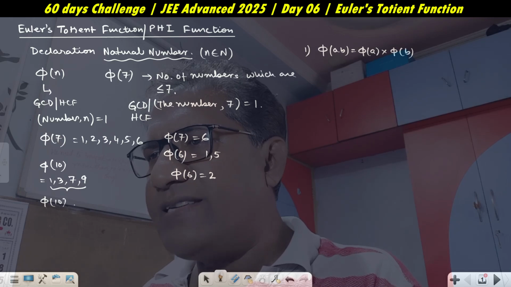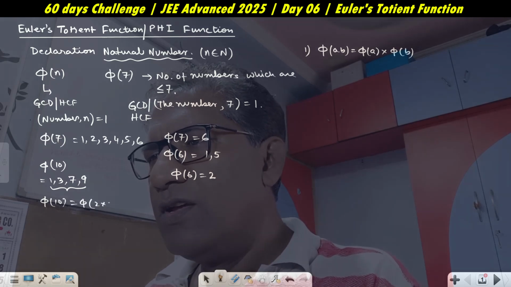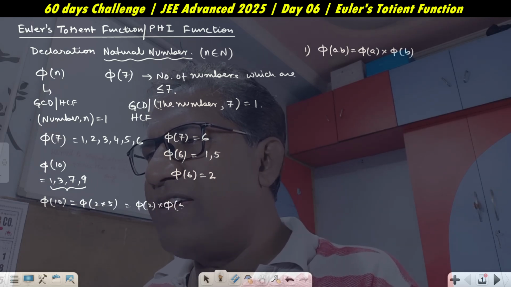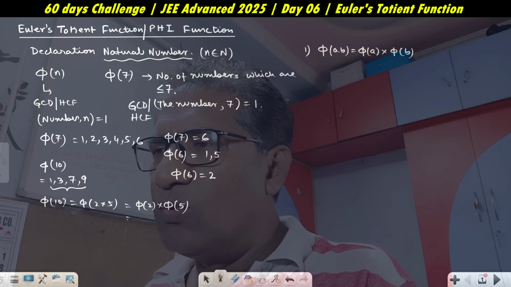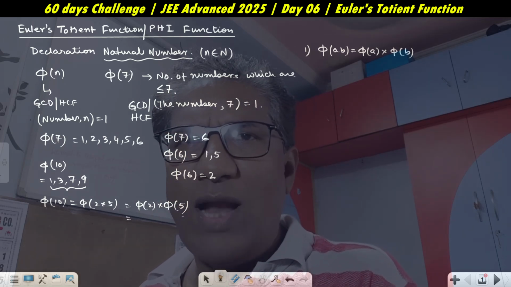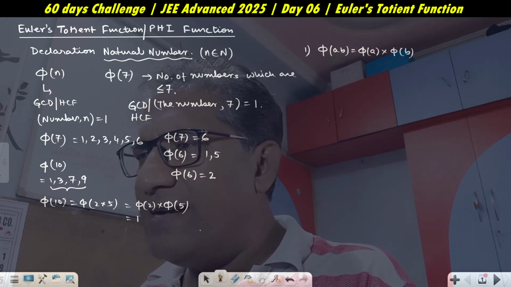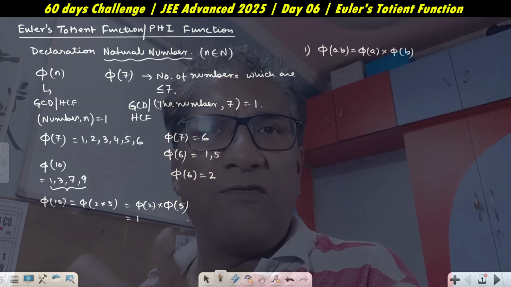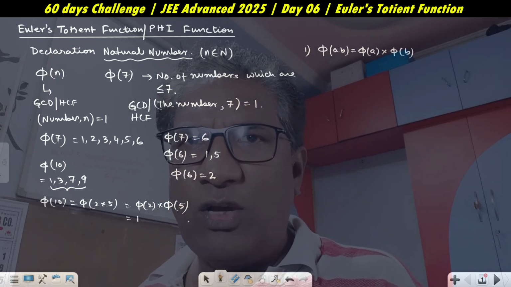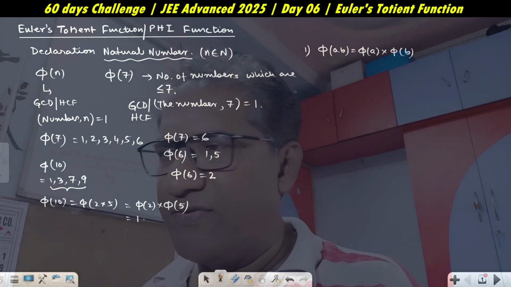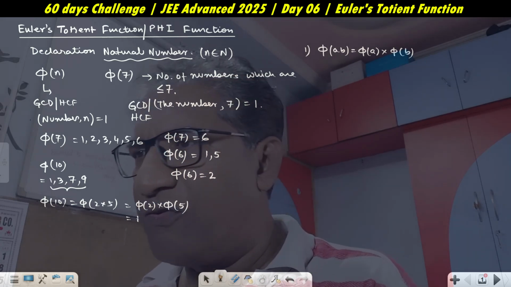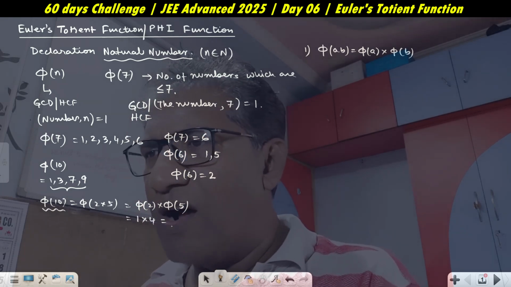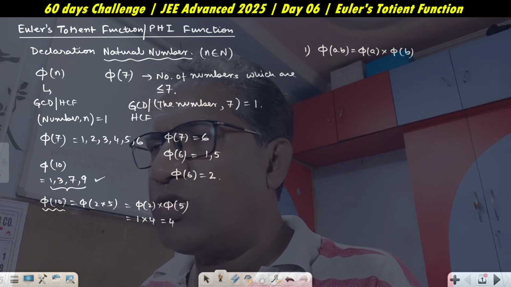What is phi 10? Phi 10 can be written as phi of 2 into 5, which can be written as phi 2 into phi 5. Now what is phi 2? The numbers which are less than 2 and co-prime to 2, that is only one number, which is 1. And what about phi 5? The numbers which are less than or equal to 5 and co-prime to 5 can be 1, 2, 3 or 4. So it will be 4. So the Totient function of 10 is nothing but 4, which we already got.